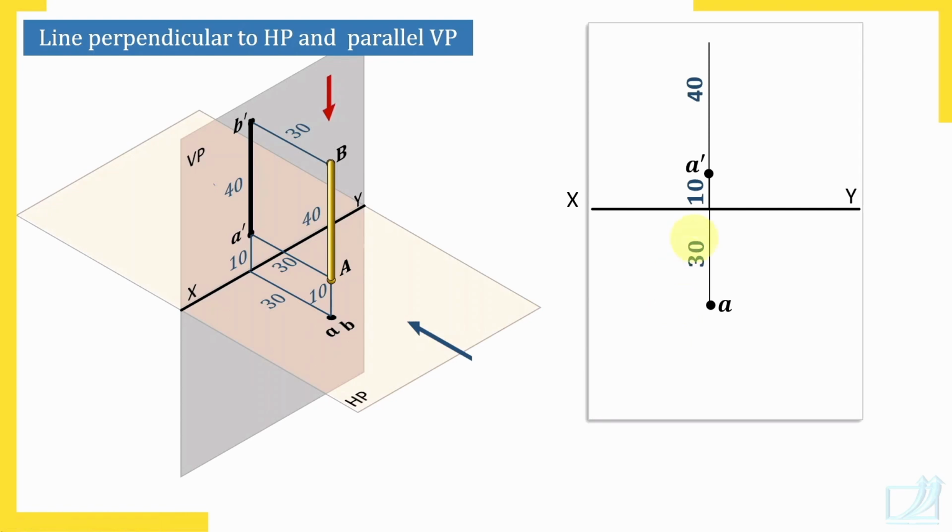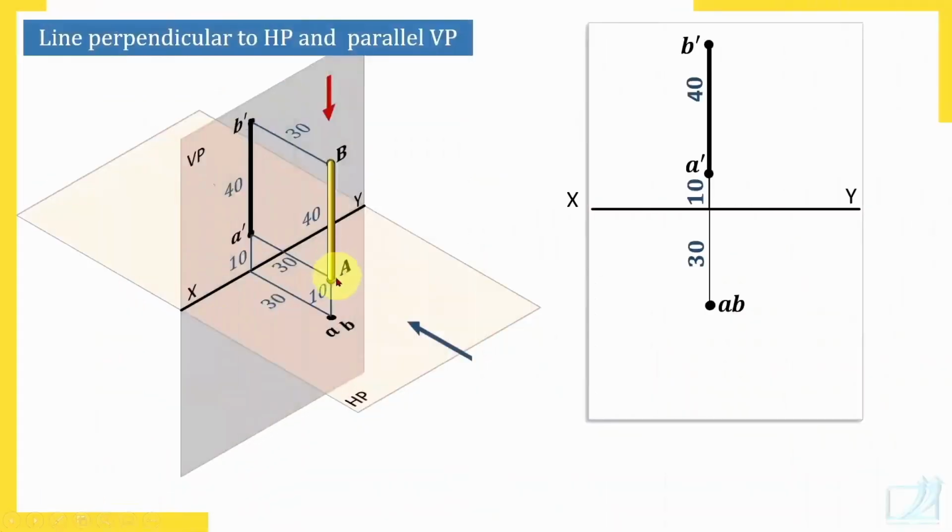Point B is 50 millimeters above HP, 10 plus 40 millimeters. And in the top view, top view of point B overlaps on top view of point A. So let's join A dash B dash here, and it is front view.